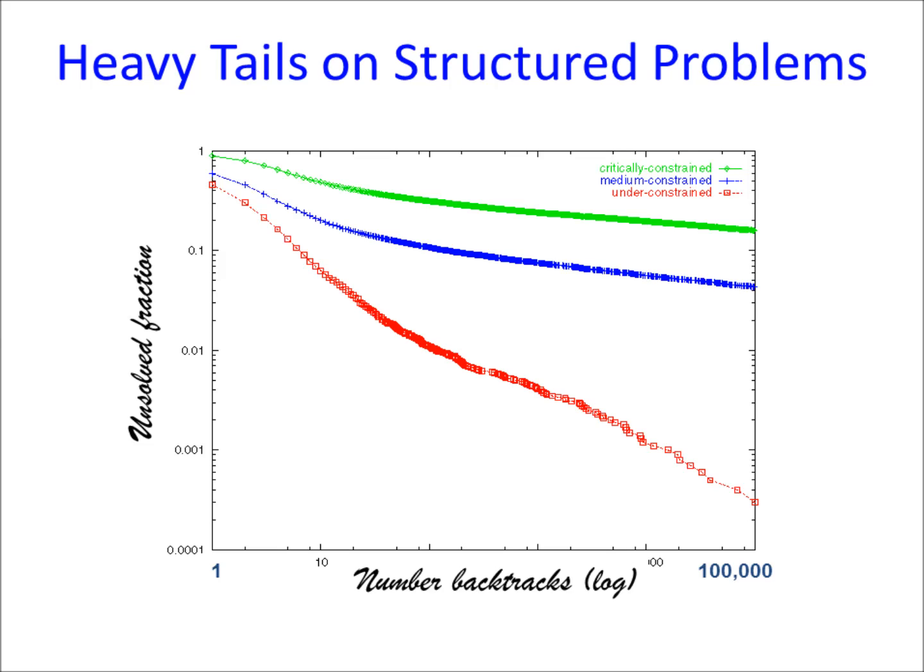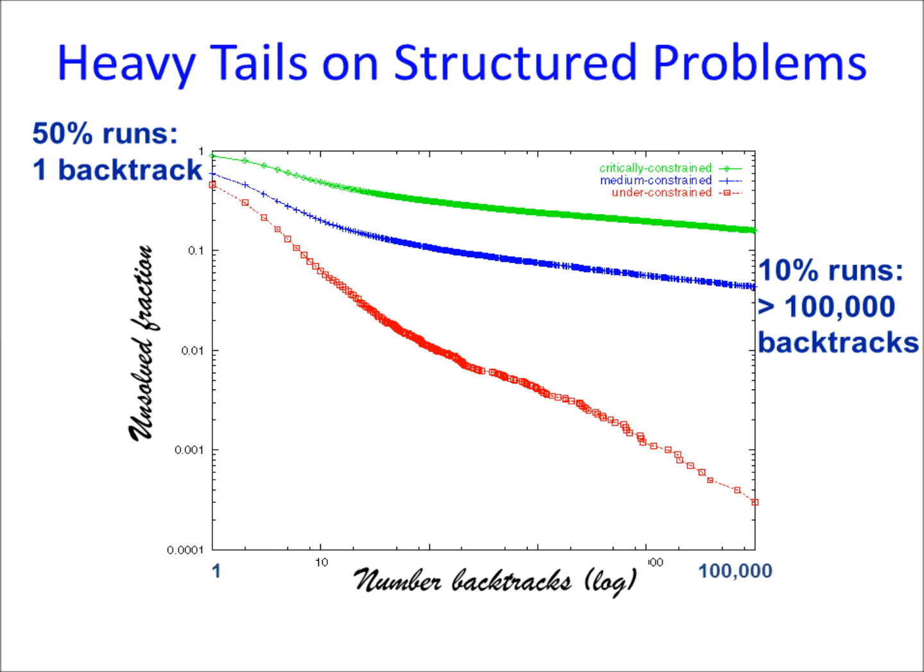So, what does it tell me? In 50% of the runs, one backtrack is enough. And for this critically constrained, or even for medium constraint, 10% of the runs we could never solve in even 100,000 backtracks. There's something happening here which we are not able to understand and pinpoint, but there's something clearly happening here. There's a big heavy tail distribution.